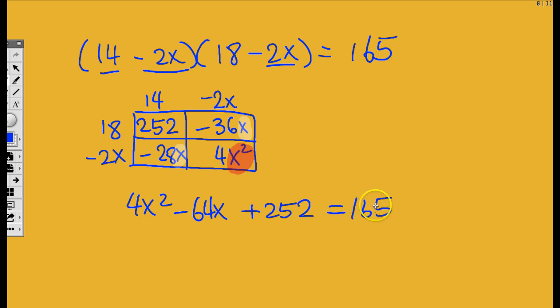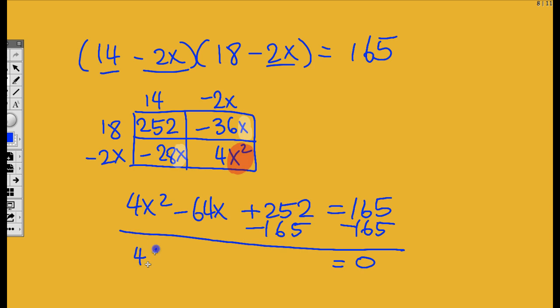In order for us to figure out what x is equal to, we have to go ahead and subtract 165 from both sides. And that will give us 0 is equal to 4x squared minus 64x. And then when we subtract over here, let's see, 12 minus 5 is 7. 14 minus 6 is 8. There you go. So it's positive 87. Now what we have to do is the big X. But before we do the big X, let's see if we could divide anything from all these numbers. Nope, we can't. So we're going to do the big X, okay?